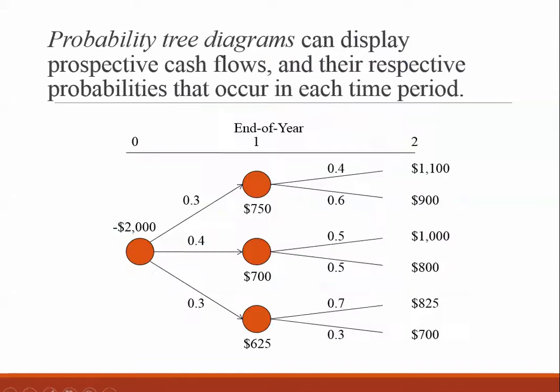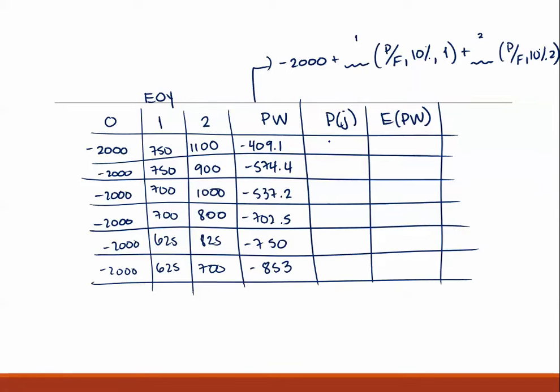Then, if you remember the probabilities, the joint probability that this will happen is 0.3 times 0.4, which gives me 0.12. This one is 0.3 times 0.6, 0.18. 0.4 times 0.5 gives me 0.2. 0.2. And this one gives me 0.3 times 0.7, 0.21. And the last one is 0.3 times 0.3, 0.09. Now I'm going to copy those numbers down: 0.12, 0.18, 0.2, 0.2, 0.21, and 0.09. And by the way, make sure that they add up to 1. So those do, and that's great. And now my expected value of my present worth.